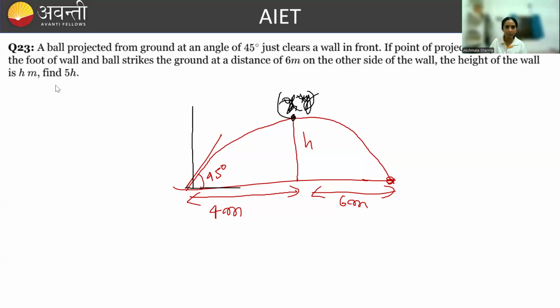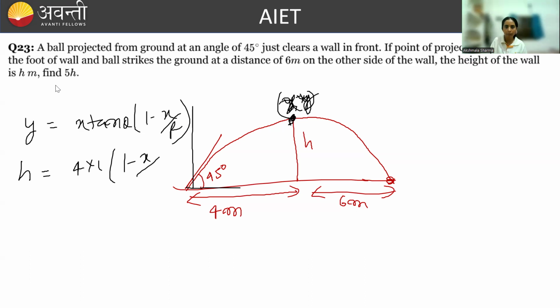इसके equation of trajectory मैंने हमेशा suggest किया है, write this. It will easily solve so many questions. So here also I'm going to write the same thing. So here y coordinate value is h. X coordinate here is 4 meter. So 4 tan theta, tan 45, that is 1.